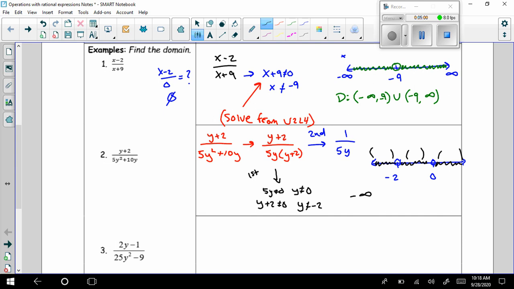So we're going from negative infinity to negative 2, negative 2 to 0, and then 0 to infinity. You should always have one more domain interval than you do restrictions. So if you have 2 restrictions, you'll have 3 intervals, and that will always hold that pattern. Okay, so always find restrictions before you reduce. But you still want to go ahead and reduce that.